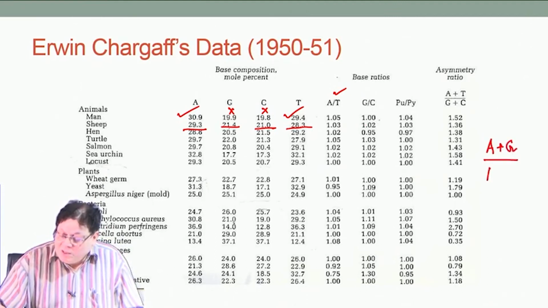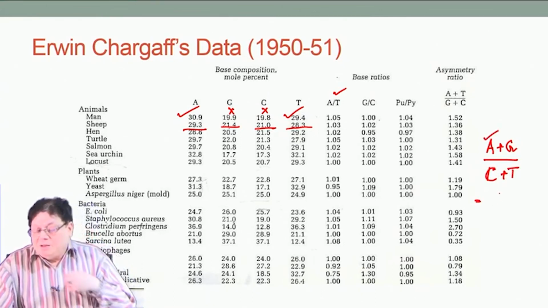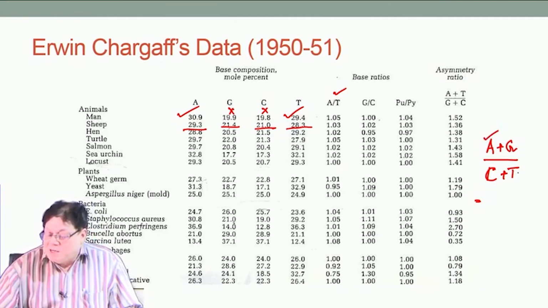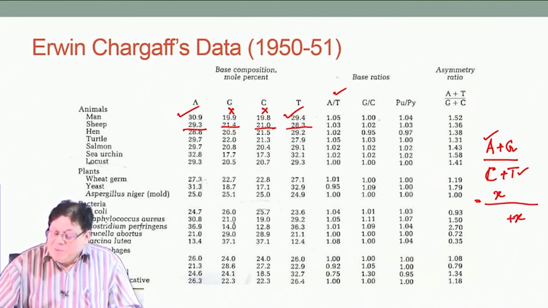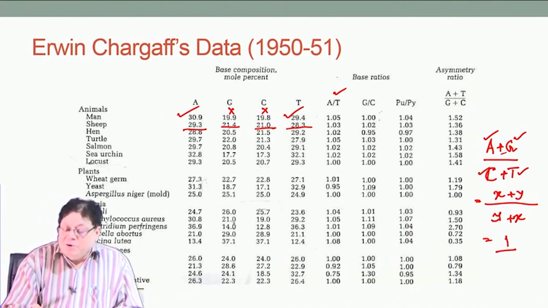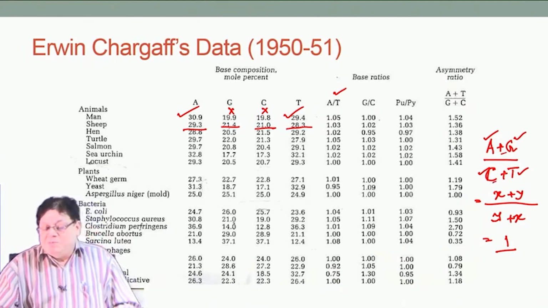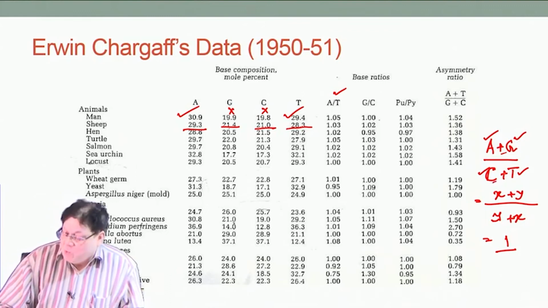You can also find out what will be the ratio of A plus G and C plus T. Now, the percentage of A is equal to the percentage of T, so if that is x, the other is also x. The percentage of G is, suppose, y, so the percentage of C is also y. So, that means it is 1. Not only is A by T equal to 1 and G by C equal to 1, A plus G divided by C plus T is also equal to 1. Okay.